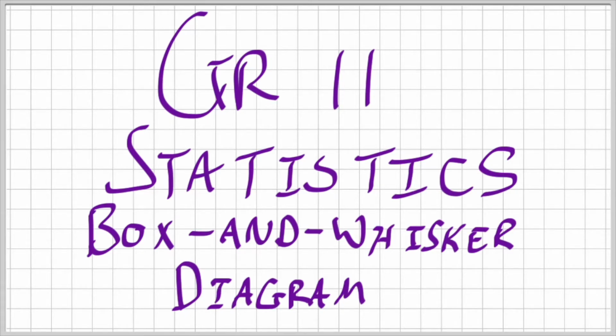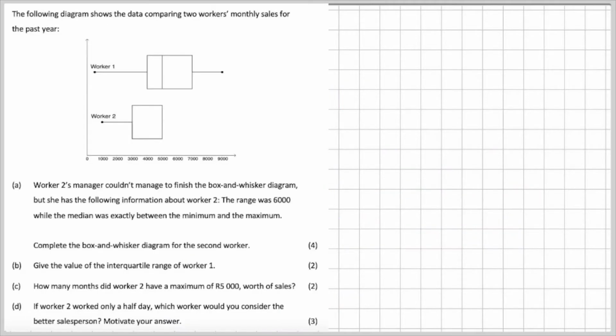So what I'm going to do is look at this specific example. It says here the following diagram shows the data comparing two workers' monthly salaries for the past year, worker 1 and worker 2. You will see straight off the bat that worker 2 is not completed. Worker 2's manager couldn't finish the box and whisker diagram, but she has the following information about worker 2.